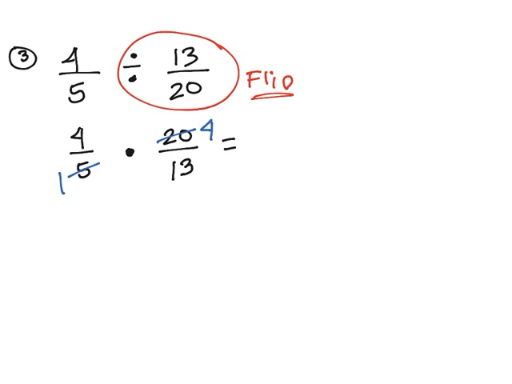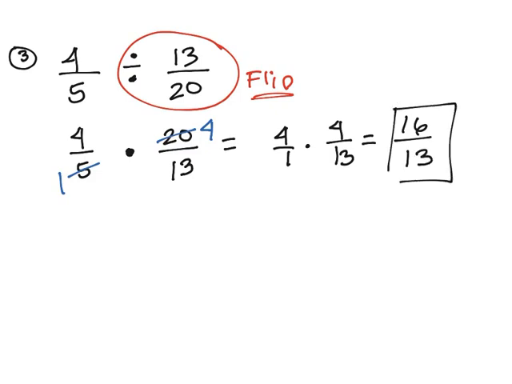Good. So if you need to rewrite, 4 over 1 times 4 over 13, you should be able to see that that's 16 over 13. Do y'all see that? And it doesn't reduce. Leave it as an improper fraction, okay?